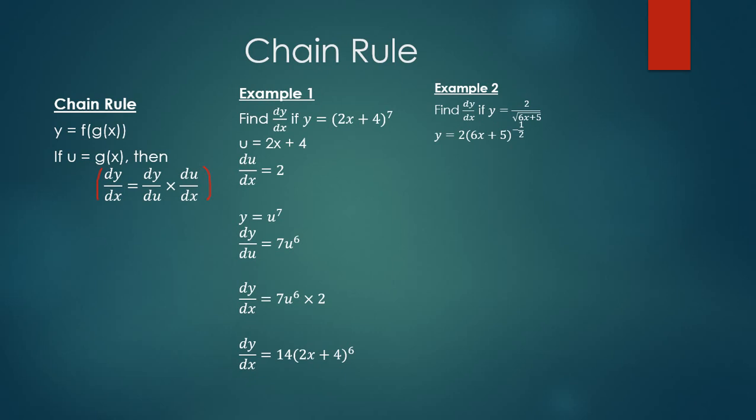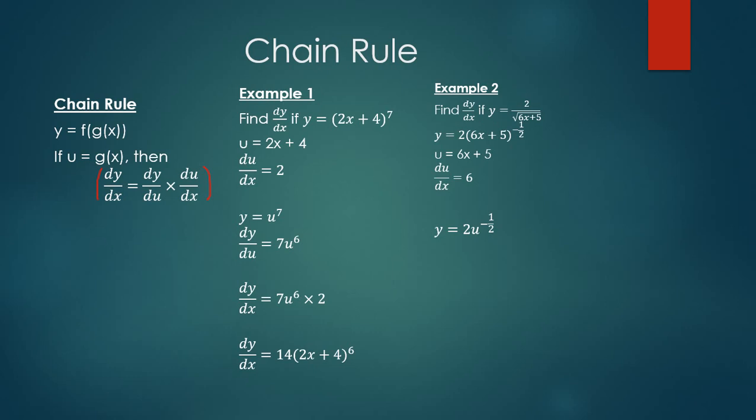So once again, what will be our u here? Our u is 6x plus 5. Remember, we let u be whatever is being raised to the power. Based on how this is written, it is 6x plus 5 that is being raised to the negative half, not the 2. The 2 isn't involved in that, alright? Now, du by dx is equal to 6. y is equal to 2u to the negative half.